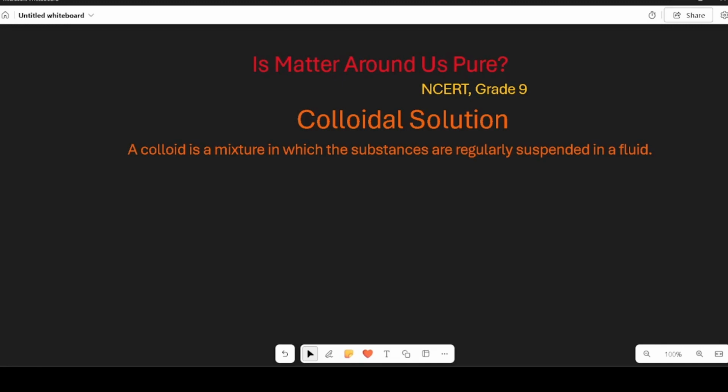This scattering of a beam of light is called the Tyndall effect, named after the scientist who discovered it, Tyndall. The Tyndall effect can also be observed when a fine beam of light enters a room through a small hole. This happens due to the scattering of light by particles of dust and smoke in the air.